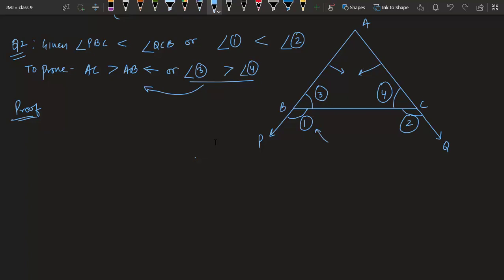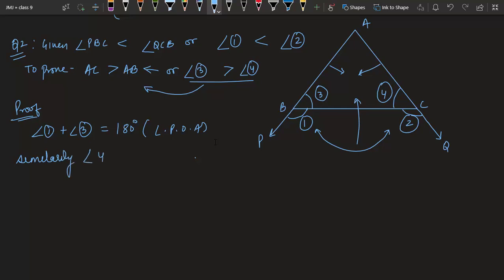How will we use this given thing and try to use it in the above triangle? You can see that 1 and 3 are forming a straight line. So we can say angle 1 plus angle 3 is equal to 180 degrees because of the property known as linear pair of angles. Similarly, angle 4 plus angle 2 is equal to 180 degrees. Now we can use these two equations.